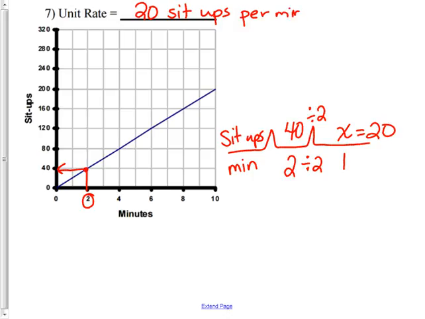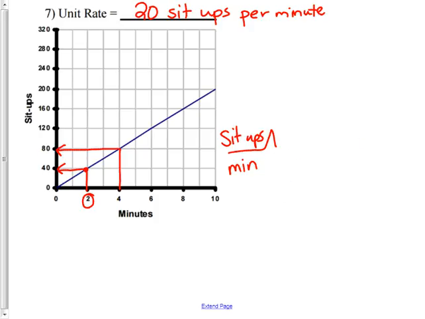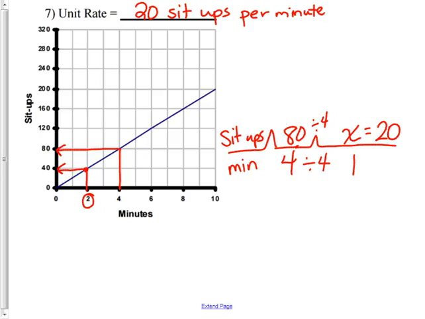And really, that would work with any ordered pair that we chose or any point that was on the graph. For example, if I looked at 4 minutes, we can do 80 sit-ups. That would still work over here because if I put 80 sit-ups in 4 minutes, and how many sit-ups in 1 minute, then when I divide by 4 on the bottom and the top, I'm still going to get 20 sit-ups per minute, or 20 sit-ups in 1 minute.